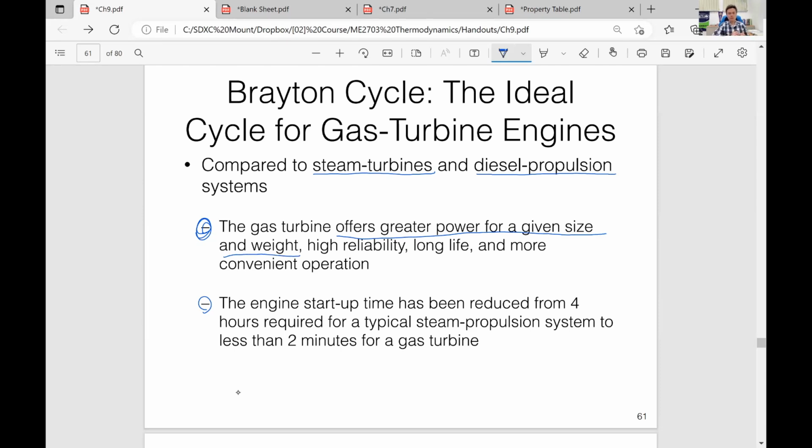So this is also the reason why gas turbine engines are used as jet engines. Okay, so we want to make an airplane fly. We are not going to use a steam turbine engine on an airplane because a steam turbine engine is usually very big, very heavy, and the start time is 4 hours. You don't want to wait 4 hours for an airplane to be started, right? So this is one good thing about gas turbine engines.